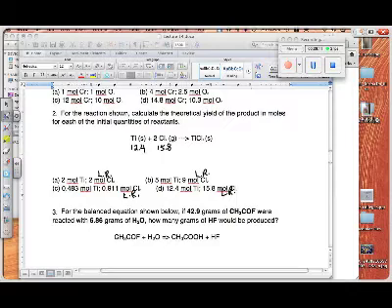Okay, so all we're doing there is we had a balanced chemical equation. Our amounts were in moles. We were dividing by the coefficients to determine the limiting reactant. The problem from there on is the same as what we've done in the previous lecture.